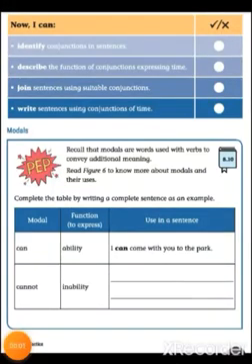Let us see in our textbook, modals, PEP activity. Recall that modals are words used with verbs to convey additional meaning. So, modal verbs are used with verbs to convey additional meaning. Read figure 6 to know more about modals and their uses. Complete the table by writing a complete sentence as an example. So, you should write your own example sentence.